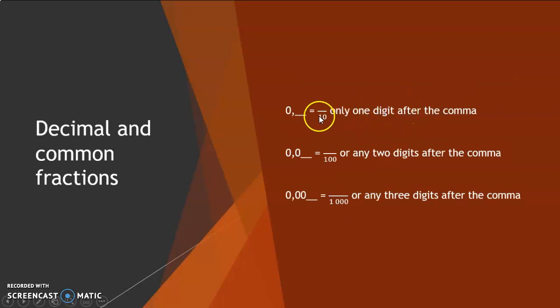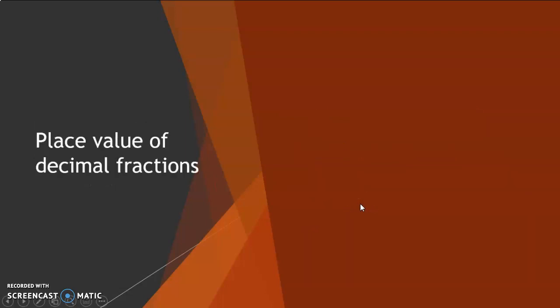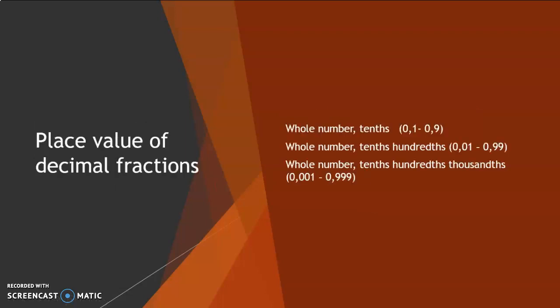Let's quickly recap. We looked at decimal and common fractions. 1 digit is equivalent to a tenth. 2 digits will be a fraction over 100. 3 digits, a fraction over 1,000. We looked at our place values. Directly right of the comma, we have our tenths, then our hundredths, and then our thousandths. And 0,1 is bigger than 0,01, and 0,01 is bigger than 0,001.